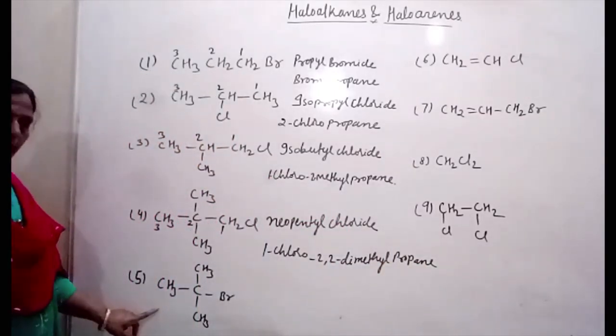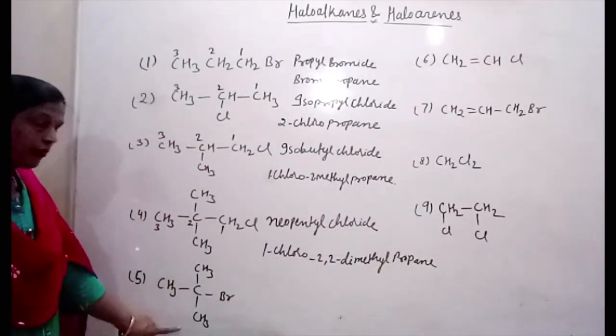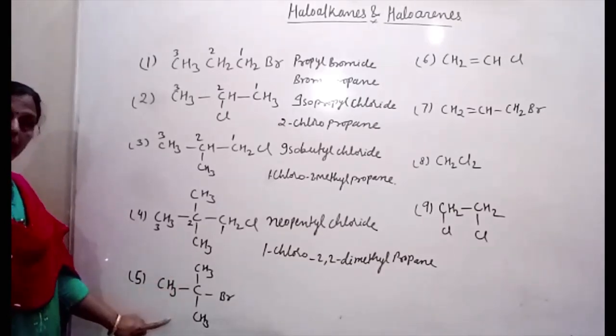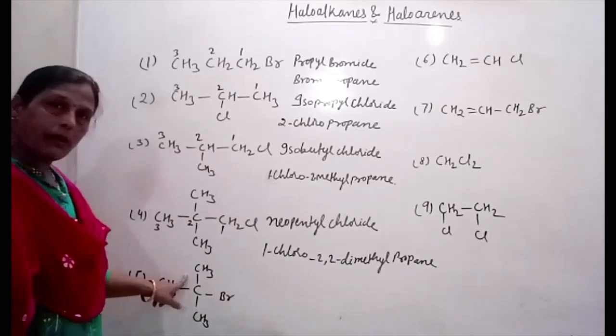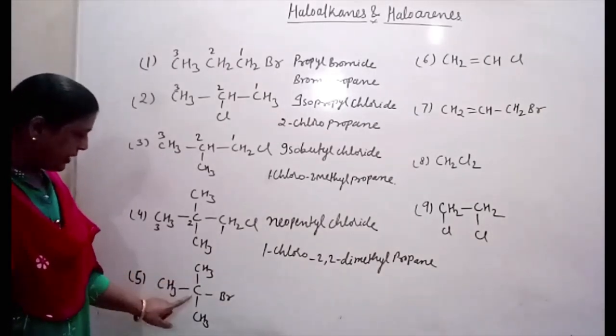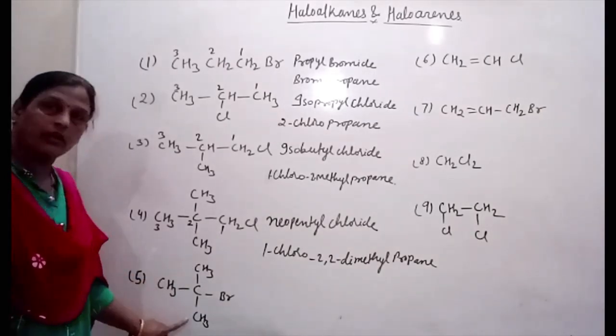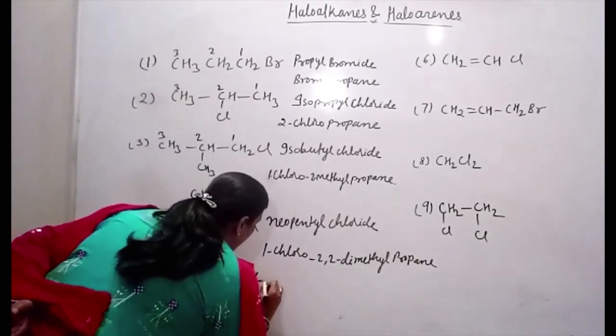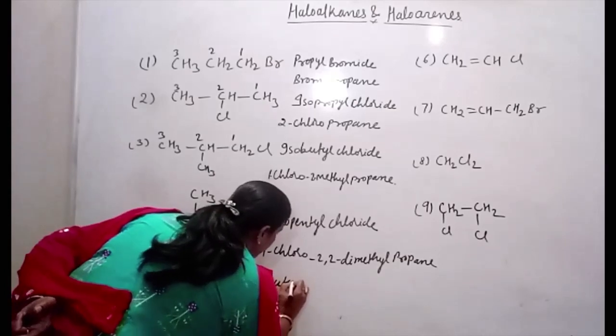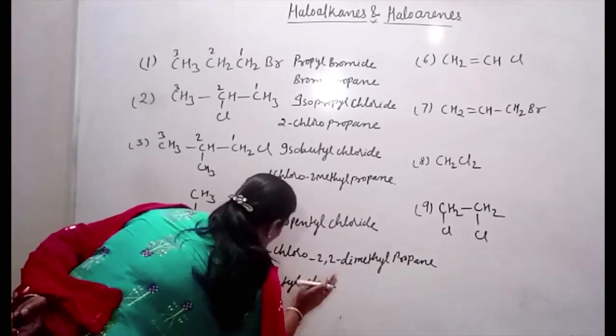Move on to the next compound, which is 1, 2, 3, 4. Here 4 carbon atoms are present. So the common name is butyl obviously, but what type of butyl? This carbon atom is directly attached to 3 carbon atoms. So this is tertiary butyl bromide.